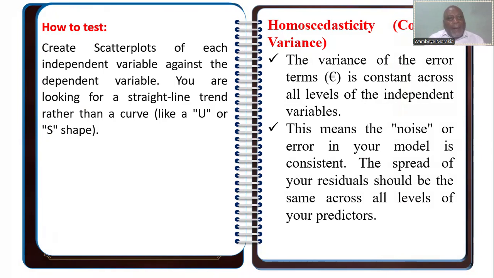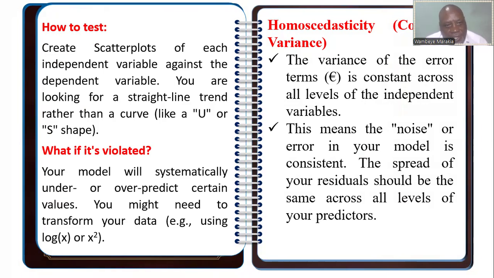But before we go to the second part, how do you test this linearity? We create scatter plots of each independent variable against the dependent variable, and you are looking for a straight trend rather than a curve, as we have said. And when this assumption is violated, your model will systematically under or over predict certain values, and you might need to transform your data, e.g. using the log x, or you might use x squared.